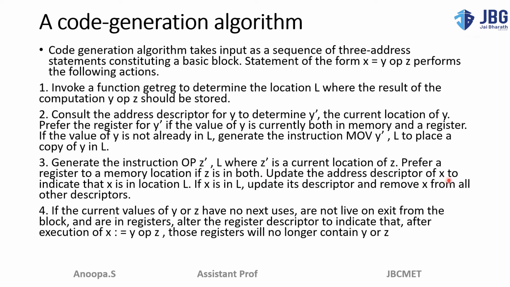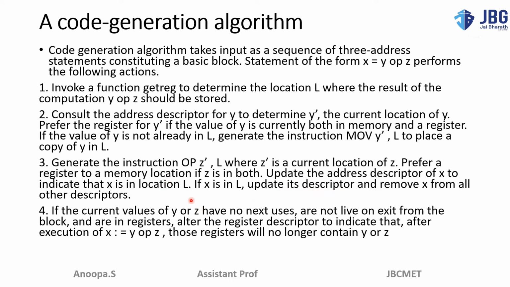Update the address descriptor of x to indicate that x is in location L. So what we have done: we found a location L where we will keep the result. Then the value of y was copied to L. Then we performed the operation with z on L. As a result we performed y operand z and the result was stored in L. Then we have to point x to that L. That is why we have written here: update the address descriptor of x to indicate that x is in L.